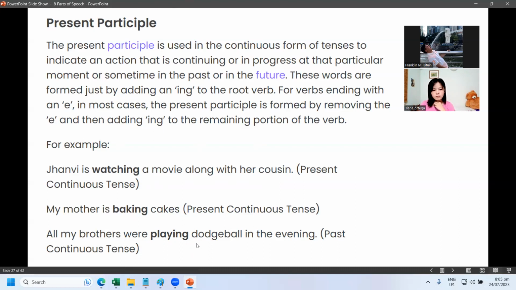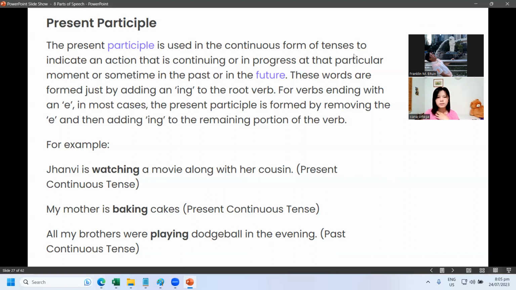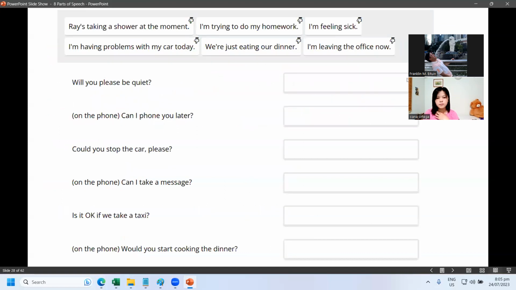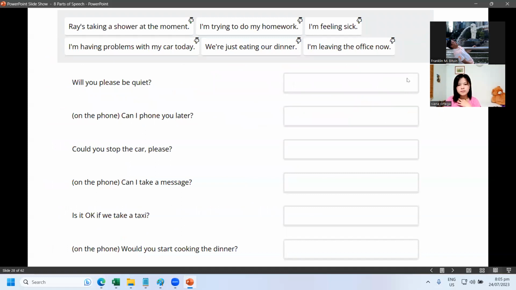But if it's past continuous, it already happened, but you are saying it like it's still happening. See, all my brothers were playing. It's like it's still happening, but it already happened, in the evening. So that's how you do the present participle, the present continuous form, and the past continuous form. So don't forget that. That's really common.